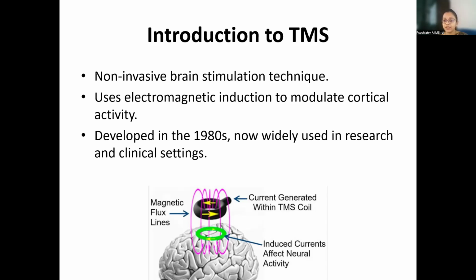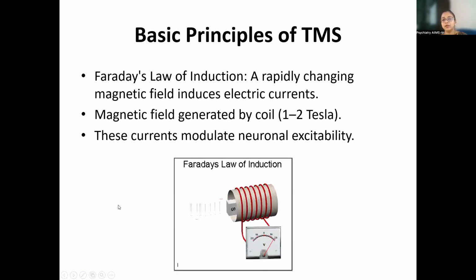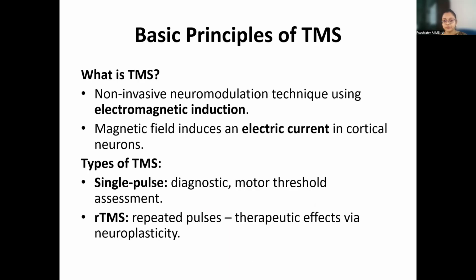This developed in the 1980s and now is widely used in research and clinical settings. TMS basically runs on Faraday's laws of induction, which says that a rapidly changing magnetic field induces electric currents. I think the brief video here is self-explanatory, that how a changing magnetic field generated by the coil in our machine induces currents which then modulate neuronal excitability.